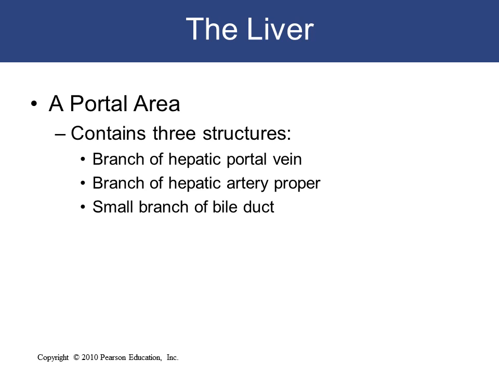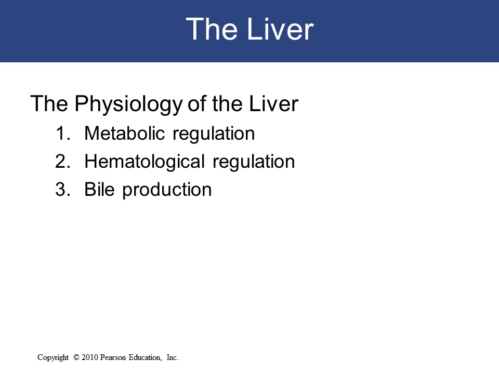So the portal area of the liver contains 3 structures. You have the branch of hepatic portal vein, branch of hepatic artery proper, and small branch of the bile duct that forms the triad, which is the portal area.